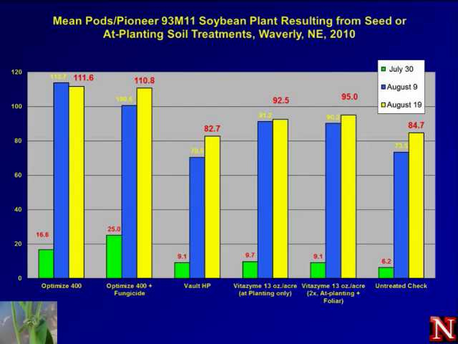In this graph, we see the numbers of pods that we saw developing by the different treatments during the latter part of July and through basically 2/3 of the way of August. On the far right-hand bars are the untreated check.